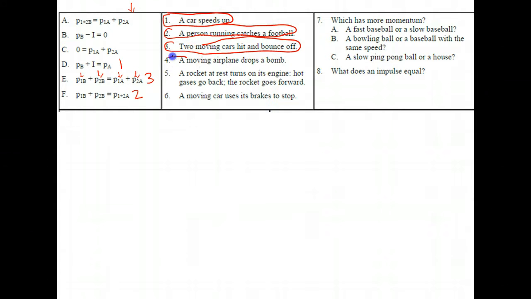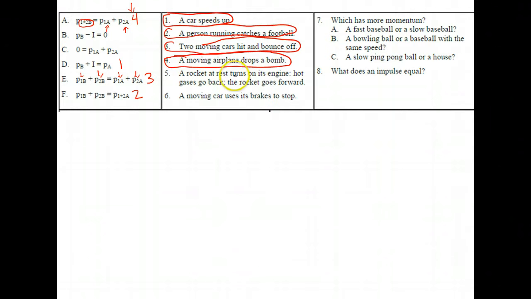A moving airplane drops a bomb. Okay. And where would that go? A. Okay, and why is that one? Well, we've got 2 objects there, object 1 and object 2, and they used to be together, and now they're split up into 2 different things. 2 different pieces. So that's why on that one.